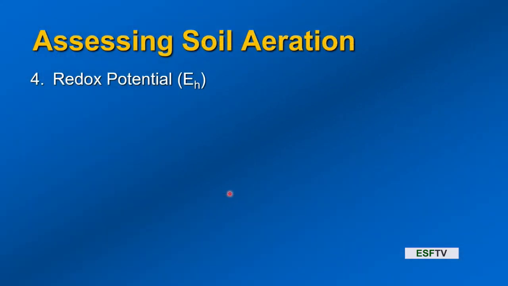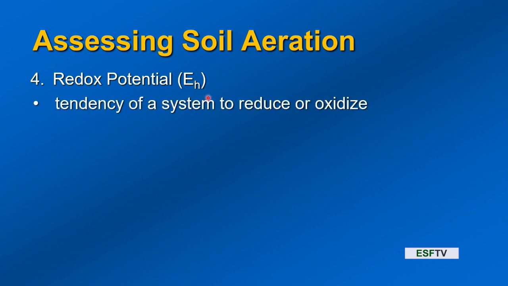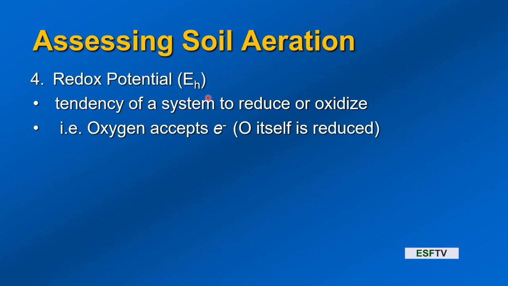Redox potential, which we abbreviate with a capital E and small h, is the tendency of a system to oxidize or reduce. We measure it in volts or millivolts. It's a difference in voltage across the electrodes. So here's how it works.